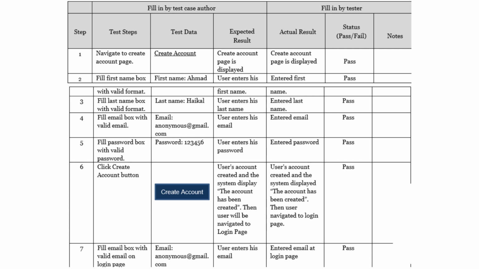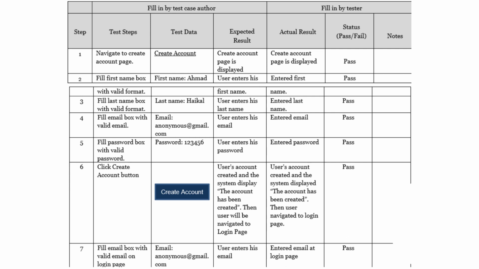Status pass. For the fifth step, the user fills the password box with a valid password, for example, 123456. Expected result, user enters his password. Status pass. Next, the user clicks the create account button. For the test data, the button create account. Expected result, user's account is created and the system displays that the account has been created. Then the user will be navigated to the login page.